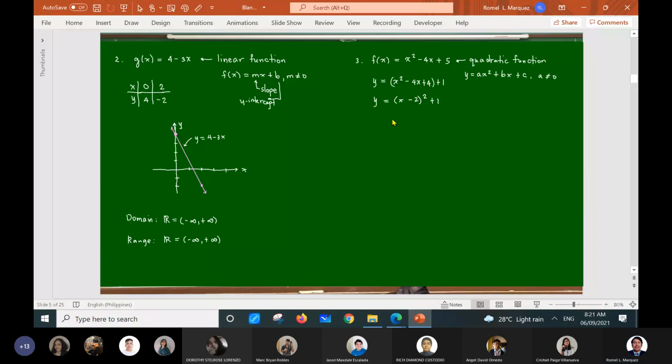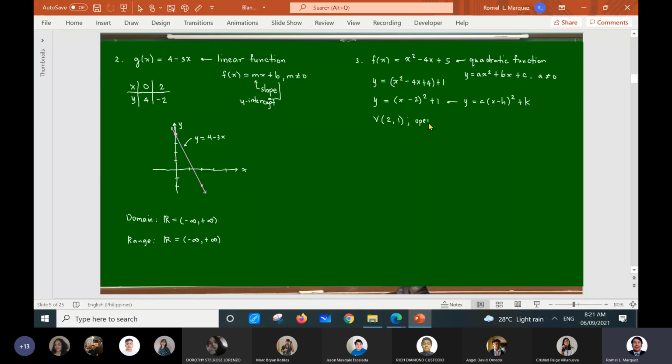So it means the vertex is at 2. So where this is x minus 2, so h here is 2. So this takes the form y equals a x minus h quantity squared plus k. Okay? So if minus here, plus here. If plus here, minus here. And then this is the k. So it means the vertex is at 2, 1. And the graph will separate from that point, no? And also, the graph opens upward.